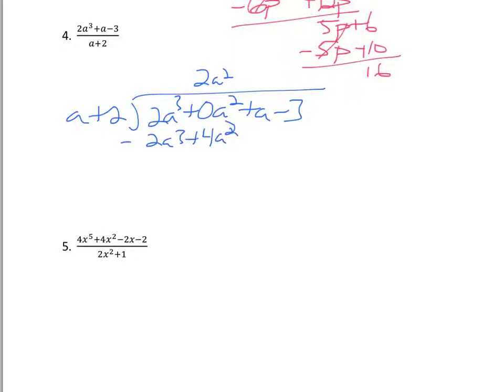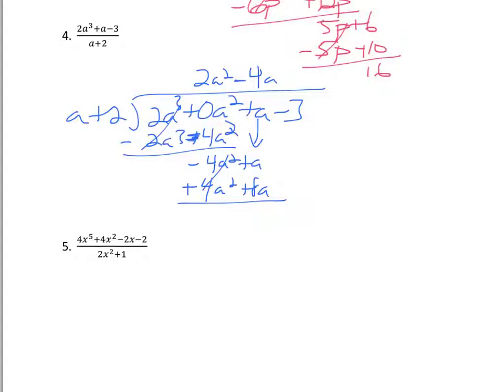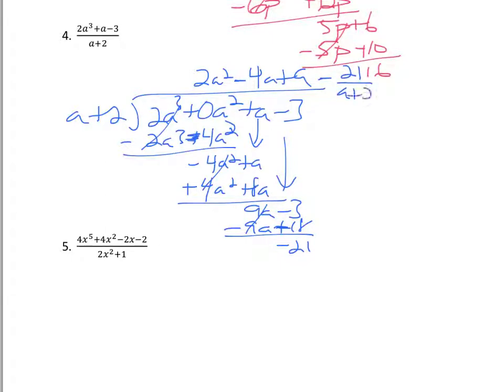Now remember that you're subtracting. Okay, so those go away. We've got negative 4a squared plus a when you bring the a down. Multiply this by a negative 4a to get negative 4a squared minus 8a. Remember that those need to be changed, the signs. So we have 9a minus 3. 9a minus 3, we just have to multiply by 9. So 9a plus 18, change your signs, cancel out. Negative 21, and our remainder is negative 21 over a plus 2.